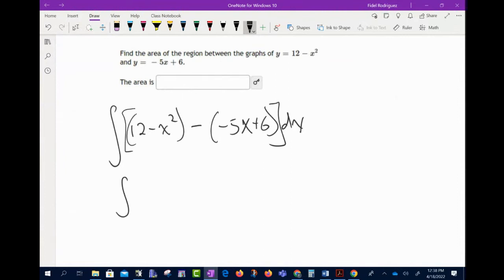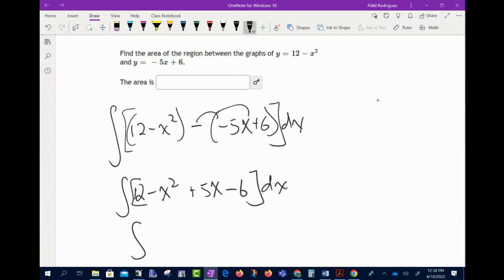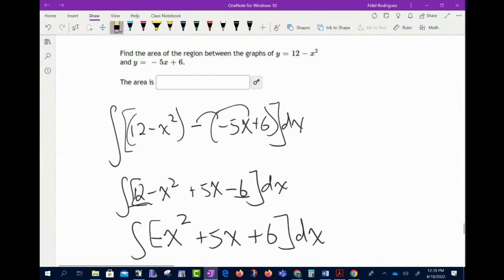And so let's see if we can simplify some stuff here. So look, that's 12 minus x squared, plus 5x and minus 6, dx. Okay, so guys, if I start combining like terms, I have negative x squared plus 5x, and 12 minus 6 gives me a plus 6, dx, right? So all I've done is subtract the two functions and combine our like terms, right?